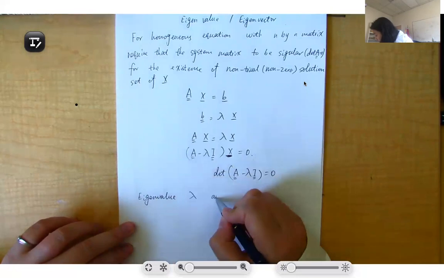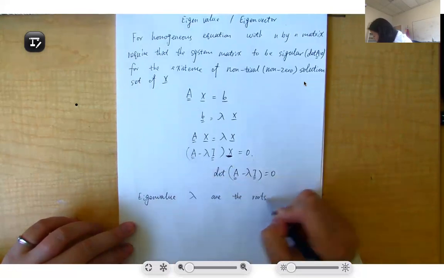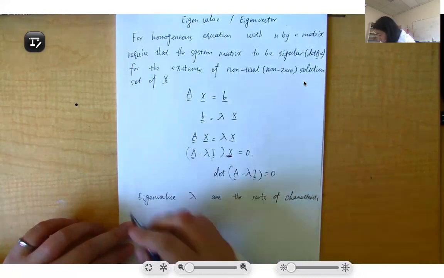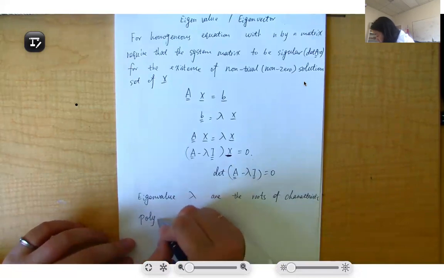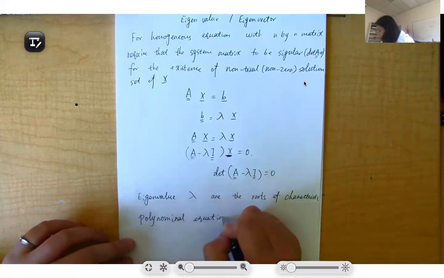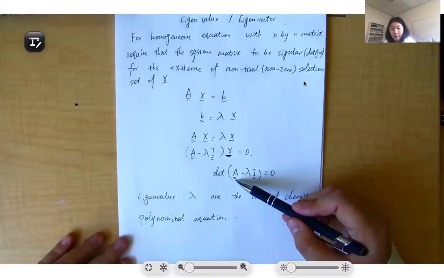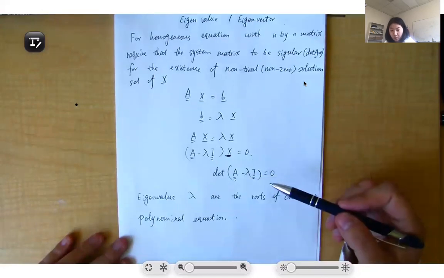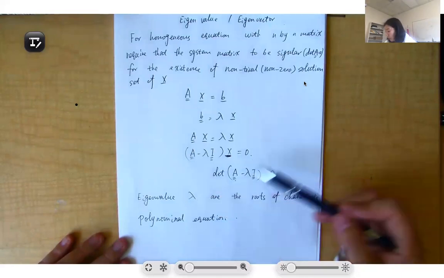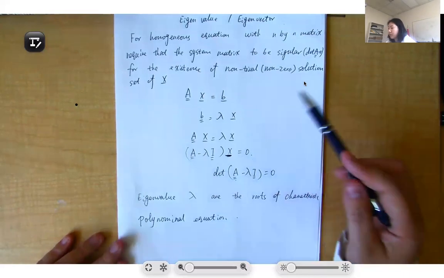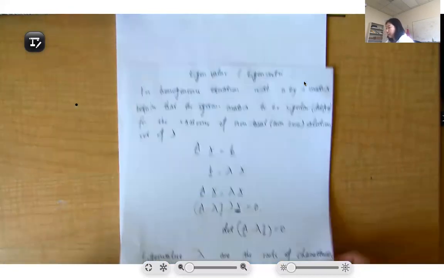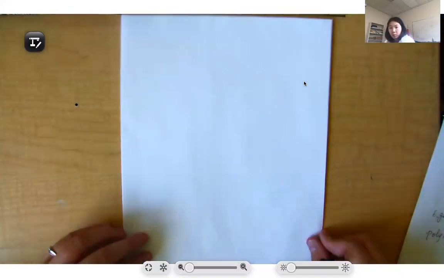Then the eigenvalues lambda are the roots of the characteristic polynomial equation. So based on this determinant, you will derive a characteristic polynomial, and the roots of lambda are your eigenvalues. Based on the eigenvalues, you can solve for your eigenvectors. Okay, so that is the definition and how you can solve for eigenvalues and eigenvectors. Let's make an example. It's very simple to solve.